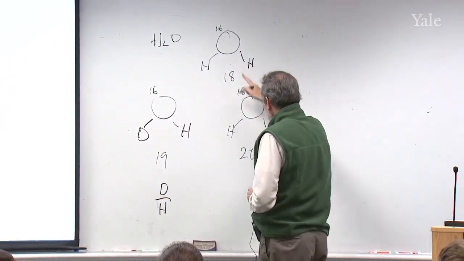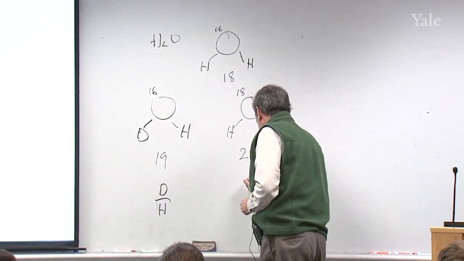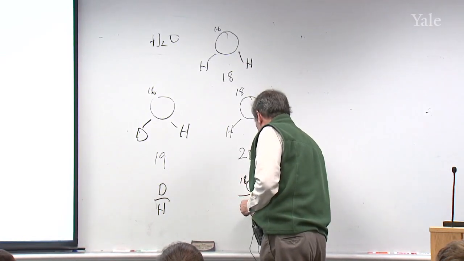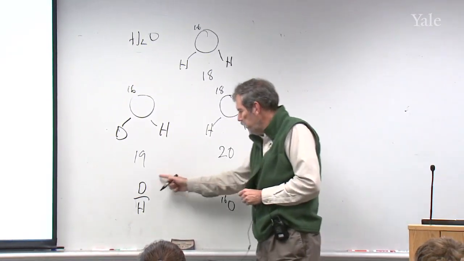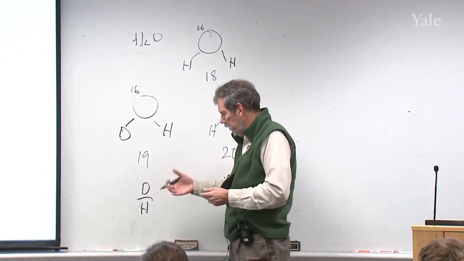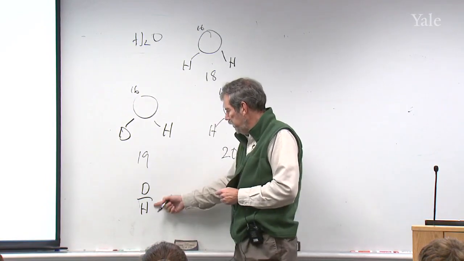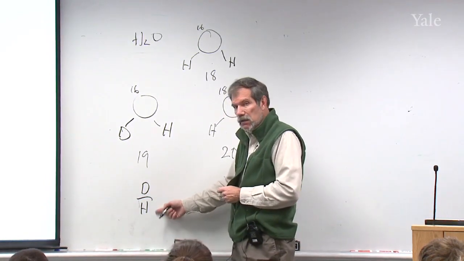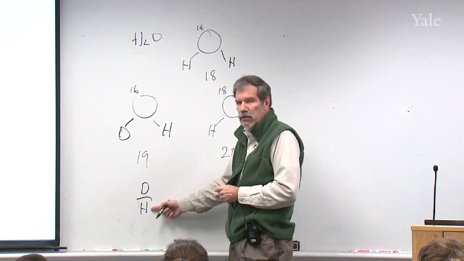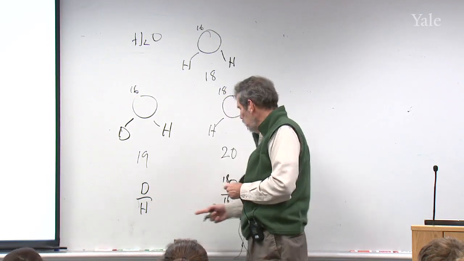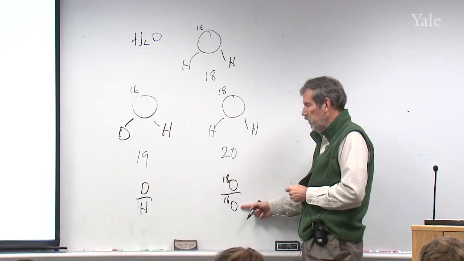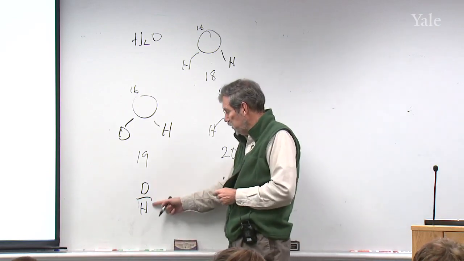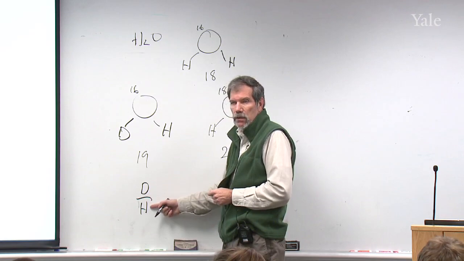Or if you're comparing these two, you would take the ratio of oxygen 18 to oxygen 16. And the higher this is, the common terminology is that the water is heavy if it has a large deuterium to hydrogen ratio, or it's heavy if it has a large oxygen 18 to oxygen 16 ratio, or light if it's got a lower than usual ratio of deuterium.